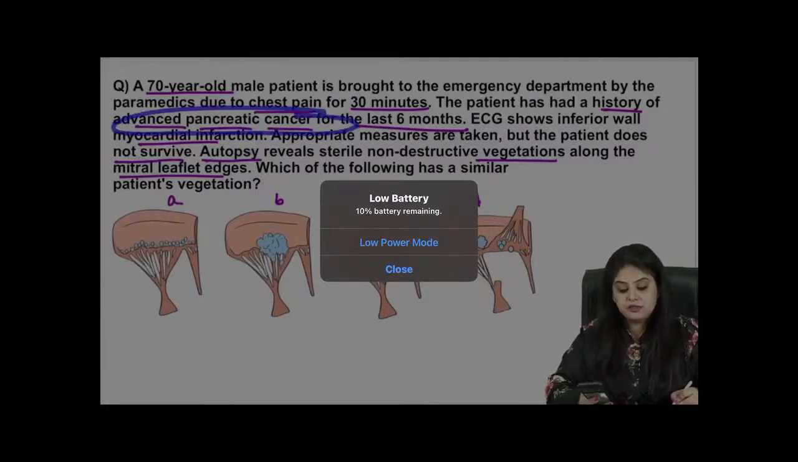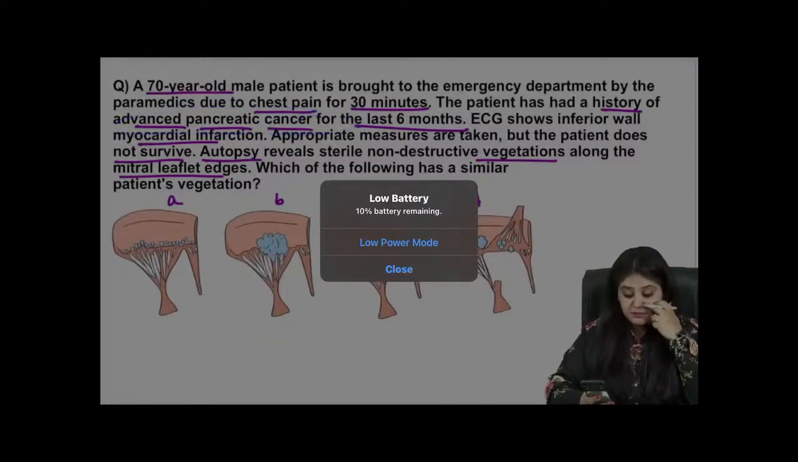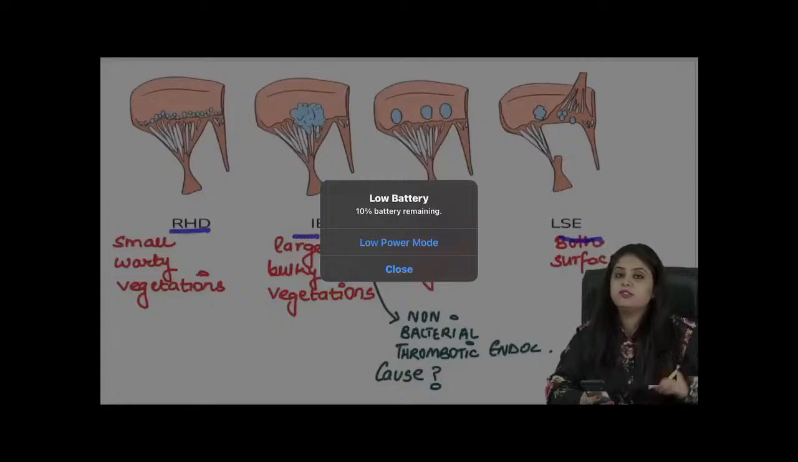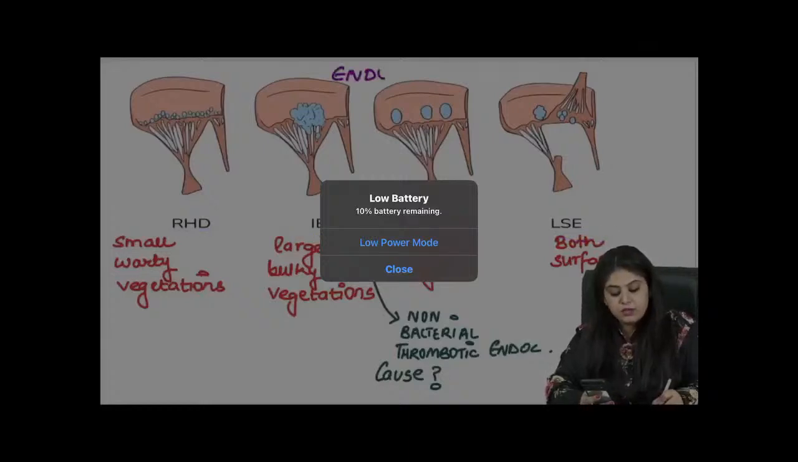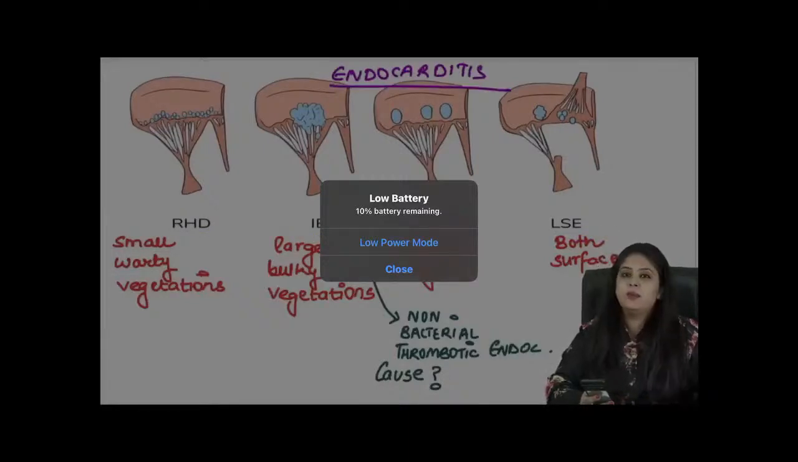Okay, a 70-year-old male is brought to the emergency department by paramedics due to chest pain for 30 minutes. The patient has a history of advanced pancreatic cancer for the last 6 months. ECG shows inferior wall MI, and measures were taken, but the patient did not survive. Autopsy was done, and on autopsy vegetations were seen along the mitral valve leaflets. These are the 4 options that you have. What are you going to select out of these?